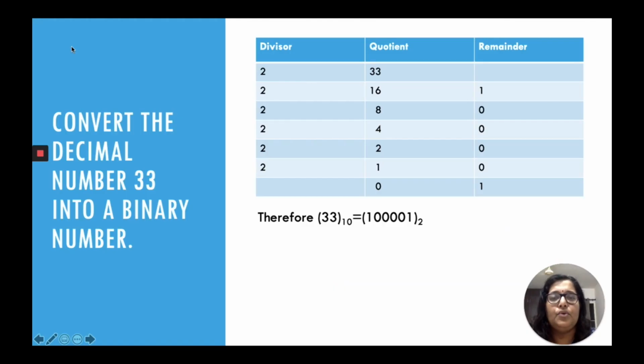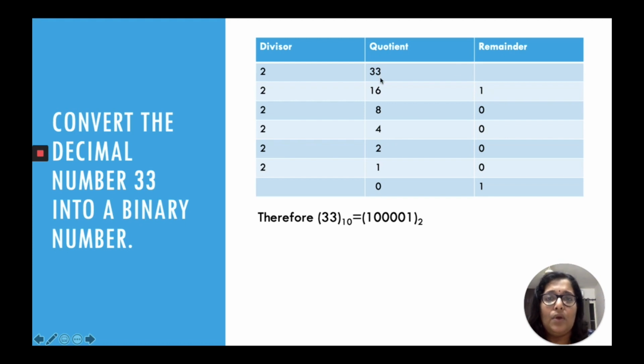In this slide, I'm going to show you how to convert the given decimal number 33 into its binary equivalent number. So you place the first number in the quotient column. I'm putting 33 here, and I already told you in the previous slide that the division method is used to convert the given decimal number to a binary number. So you have to divide 33 by 2. When you divide 33 by 2, you get 16 as the quotient and 1 as the remainder.